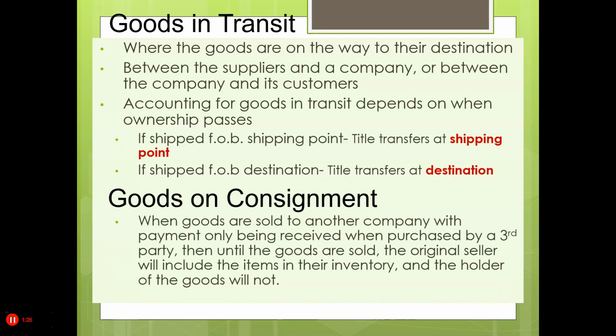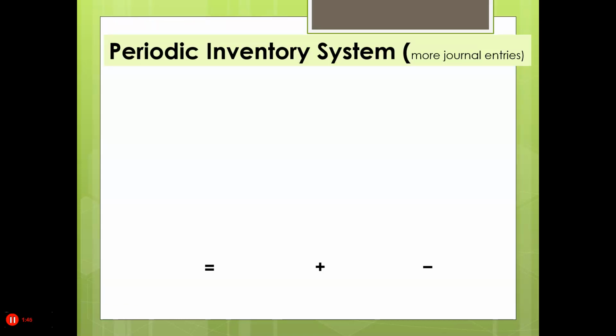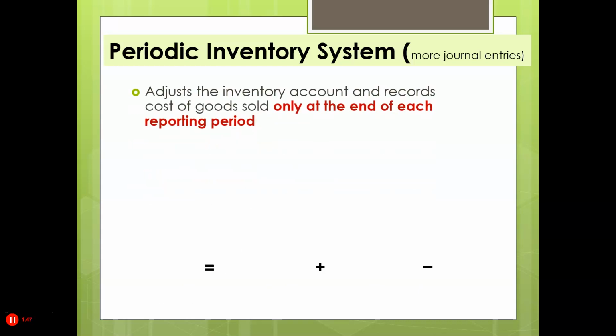Goods on consignment stay in the inventory of the original company until it's sold to a third party by the person in the middle. So they have to keep it on their books until the person they gave it to sell for them physically sells it. Now, periodic inventory system.